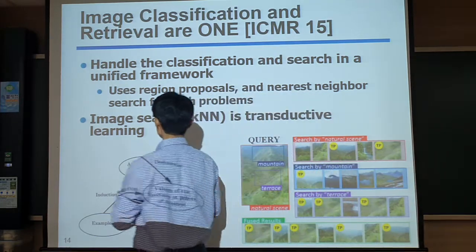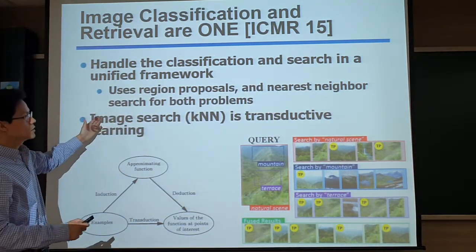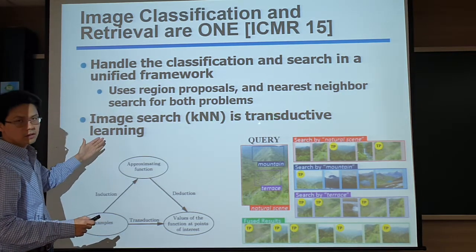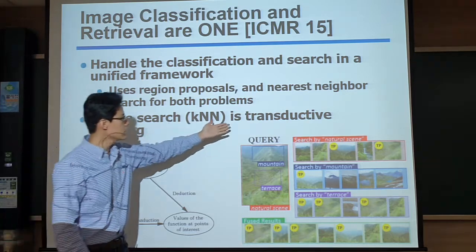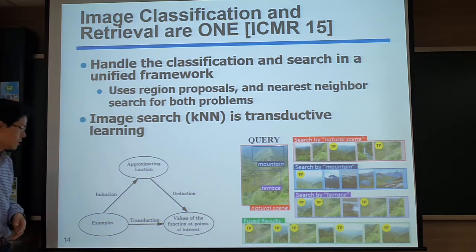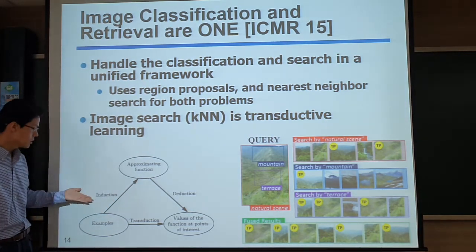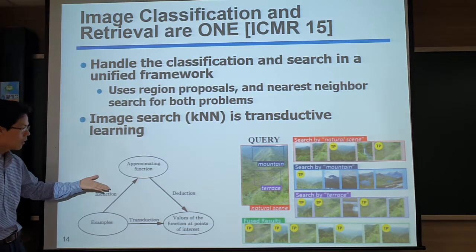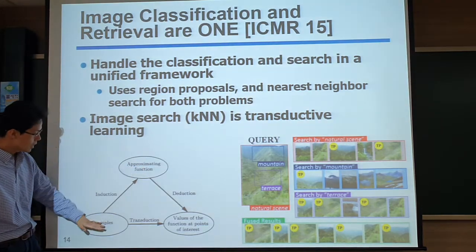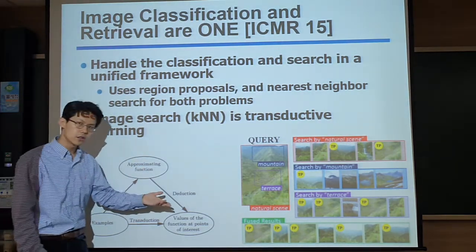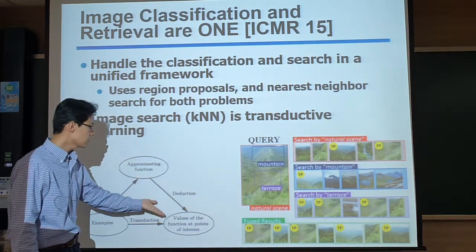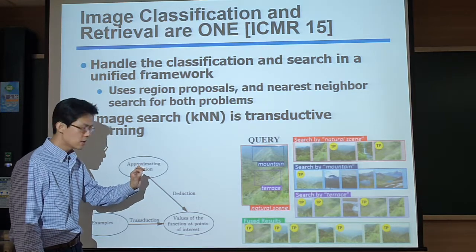But I'd like to point out that image search, or this nearest neighbor search, or KNN, K nearest neighbor search, is a kind of transductive learning. Some of you may have heard about transductive learning, right? So here I'd like to talk about induction and deduction. Induction is that by looking at some examples, we want to approximate some function that also works very well with the examples. That's induction, right? Deduction is that given some function, we want to identify the certain value at a particular region.